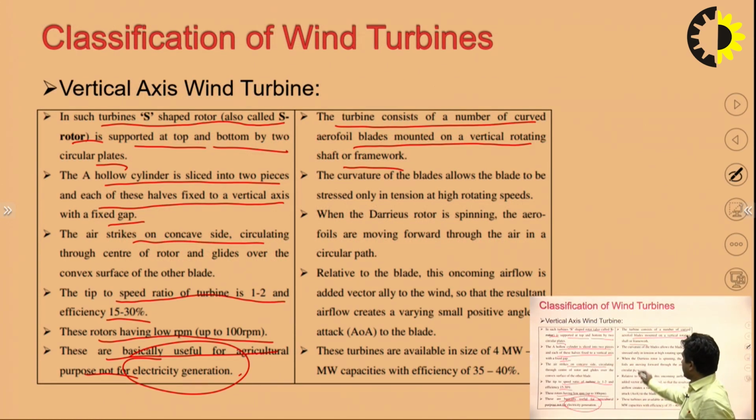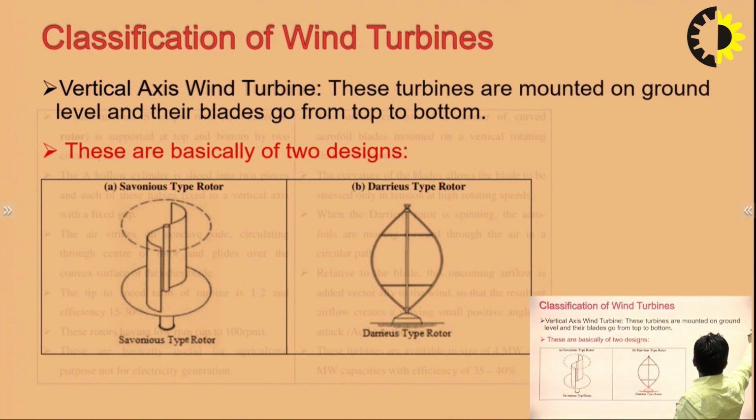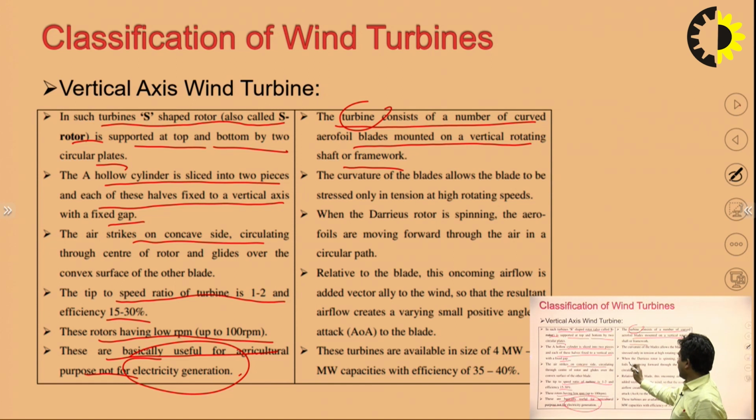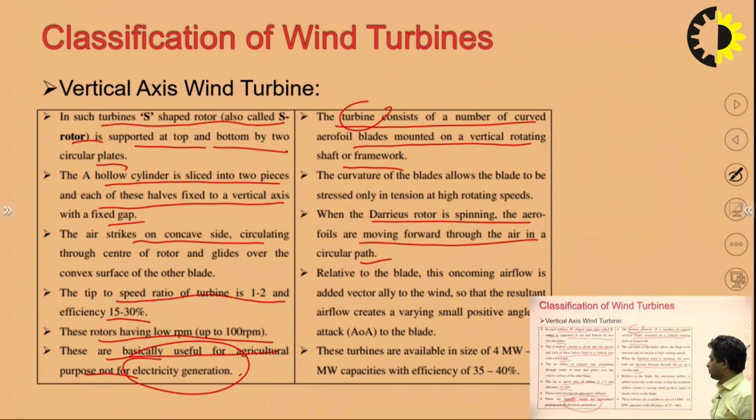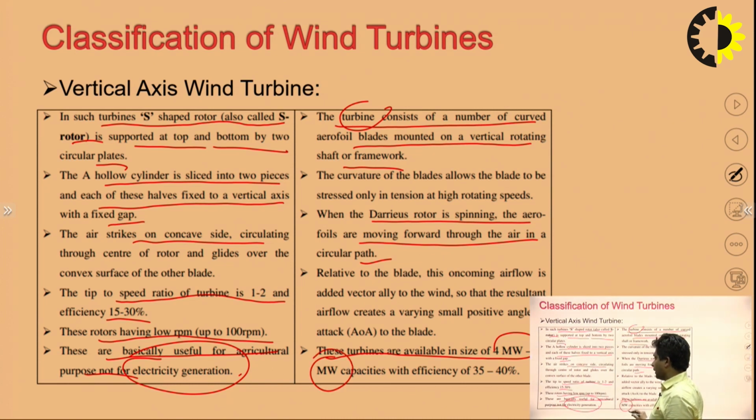But in the case of the Darrieus type, what will happen? The Darrieus rotor is spinning and moving forward through the air in a circular path. These turbines are available in sizes of 5 megawatts to 14 megawatts. So definitely we have large capacity, and efficiency also increases to approximately 35 to 40%. So these we can utilize for energy generation purposes.